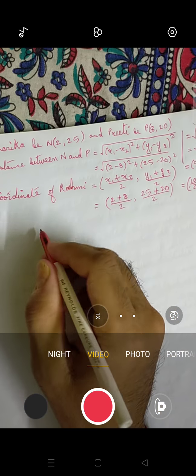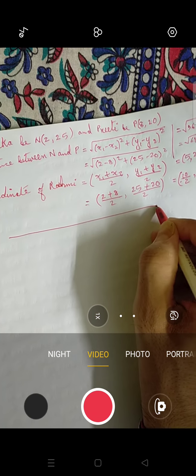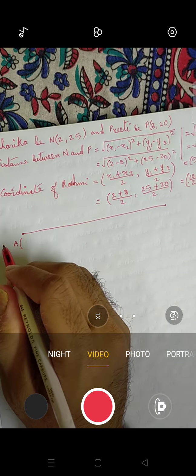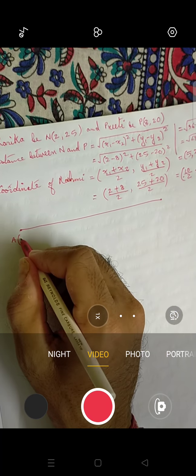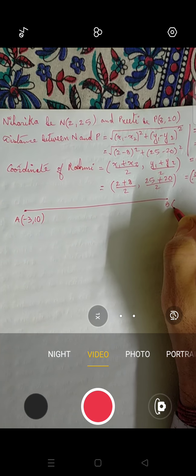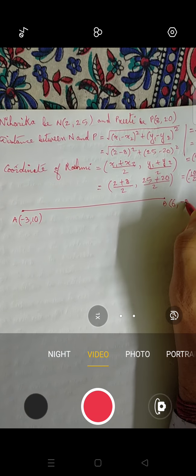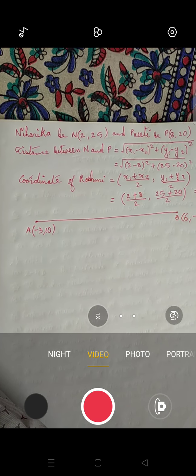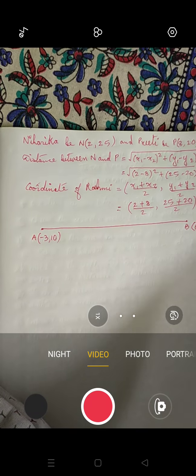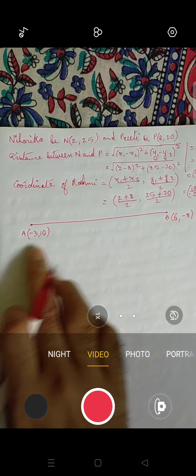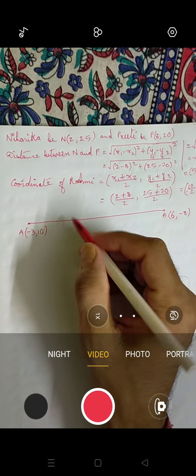That means we will write, this is the line segment when we join these 2 points. Let us suppose this is A and its value is minus 3, 10. And this one is B, and that is 6 comma minus 8. So it was said to find the ratio in which the line segment joining the points minus 3 comma 10 and 6 comma minus 8 is divided. That means if we join this, it divides somewhere.